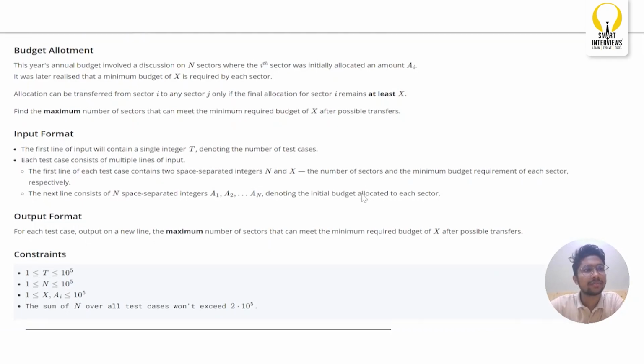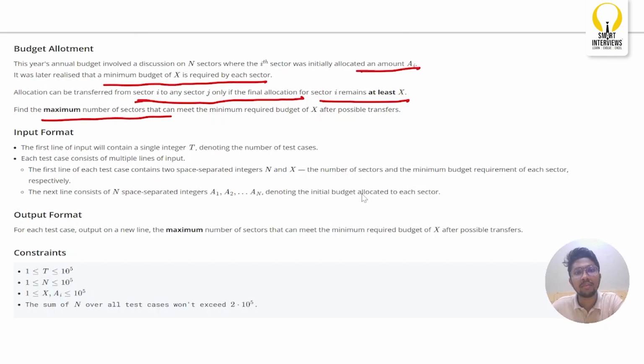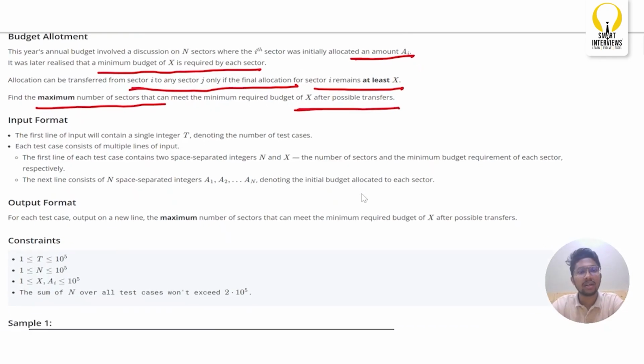Budget allotment. This year's annual budget involves a decision on any sector where each sector was initially allocated an amount of A_i. It was later realized that the minimum budget of X is required by each sector. Allocation can be transferred from sector i to any sector j only if the final allocation for sector i remains at least X. Now you're going to find the maximum number of sectors that can meet the minimum requirement budget of X after possible transfers. Okay, let's see.